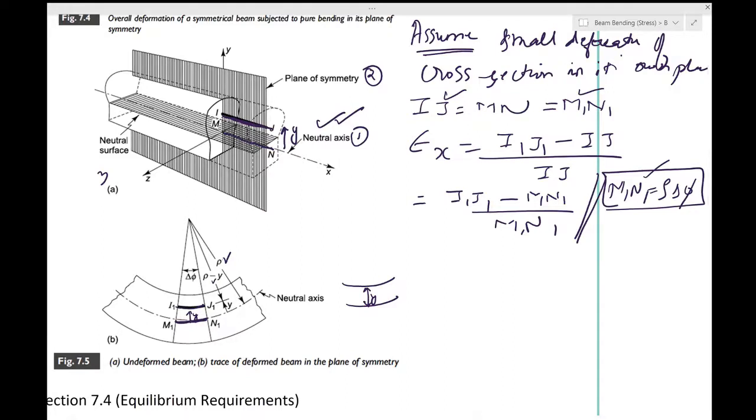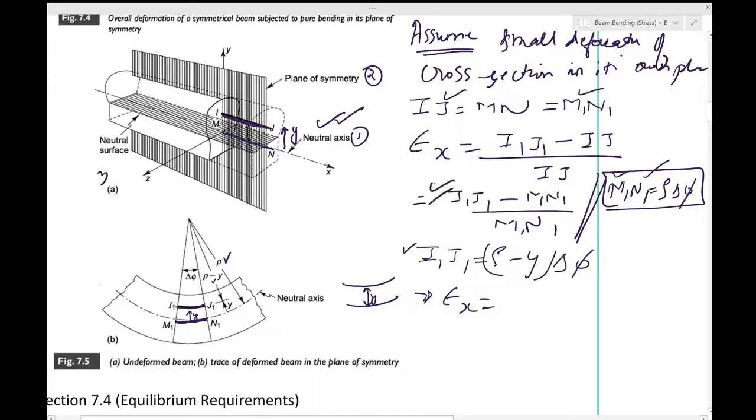And I1 J1 will be equal to rho minus y times delta phi, same logic. So this would mean that the normal strain is equal to, you substitute I1 J1 and M1 N1 in this one, and then write it as minus y by rho, which is equal to minus d phi by ds times y.